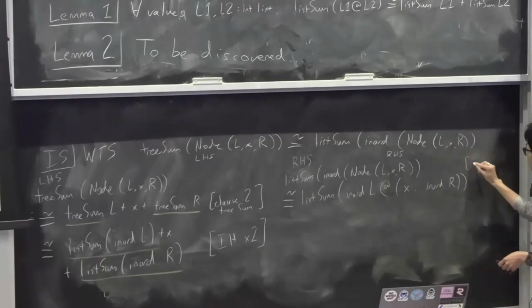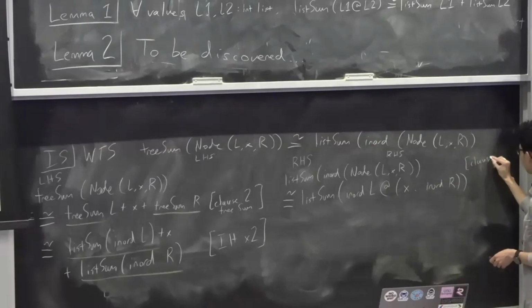I'm going to write in here "margins in small, clause 2 inord," okay? That's our justification. But now I'm in a pickle, because what do I have? I have list sum of inord L, append quantity x cons inord R. But list sum only applies to these two things. Oh, wait, we have a lemma for that.